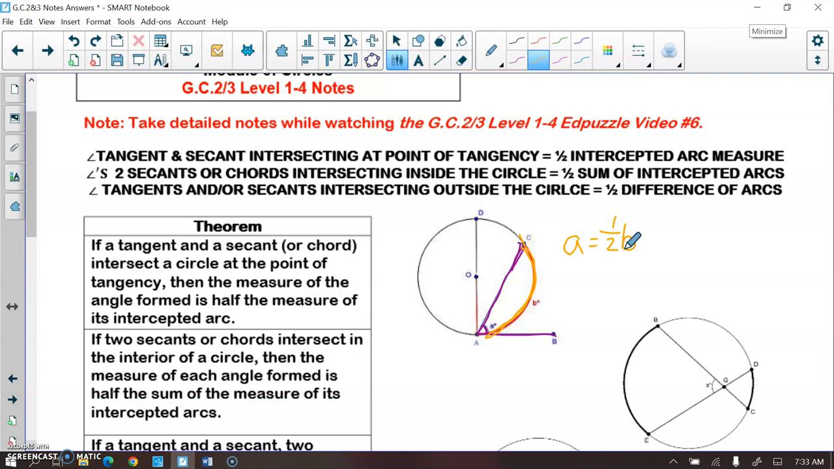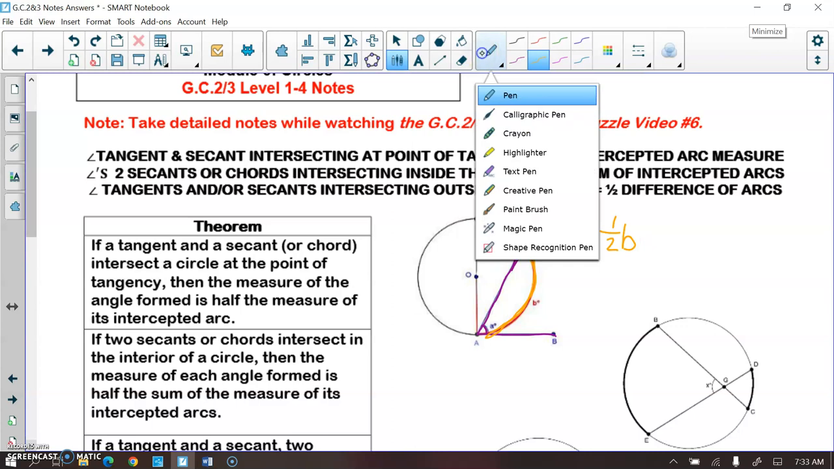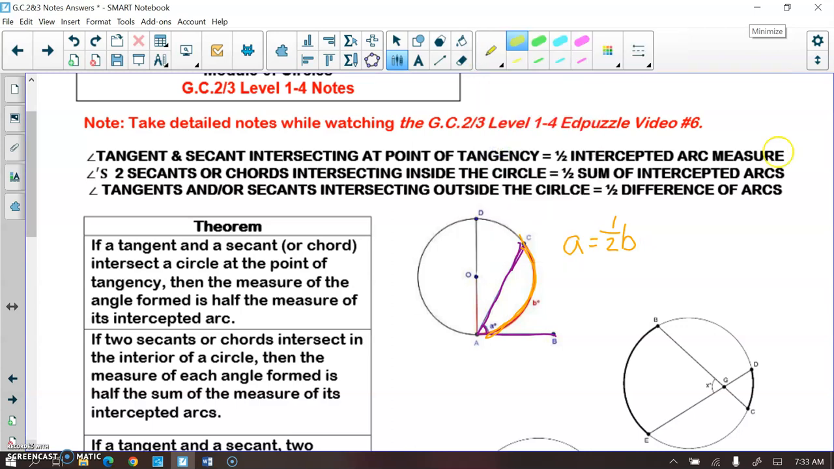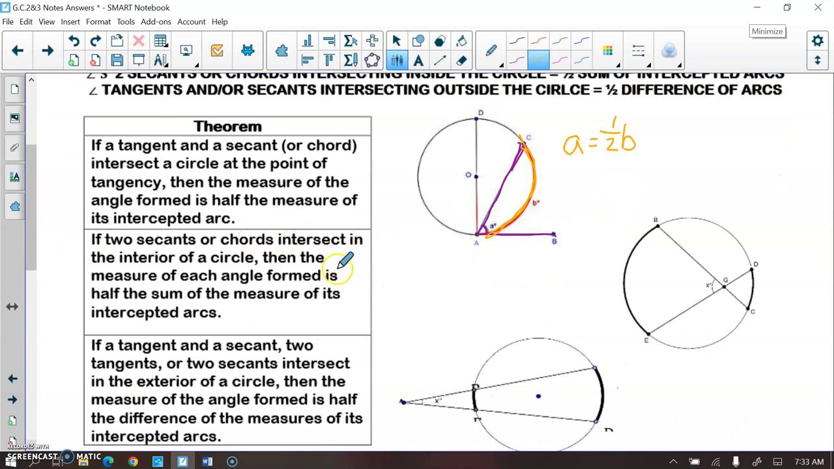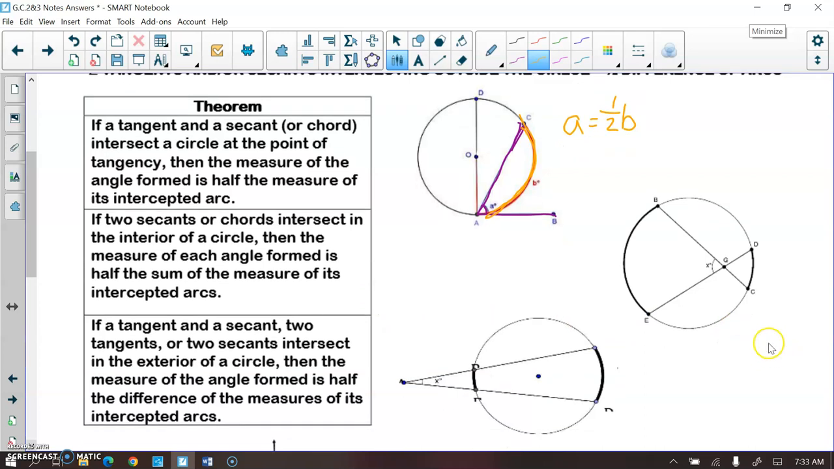That's what it's saying in this theorem, and I also have it written up here that the angle of a tangent and a secant or chord intersecting at the point of tangency is equal to half the intercepted arc measure. So that's another formula that you would need to know. The next one says if two secants or chords intersect in the interior of a circle, then the measure of each angle formed is half the sum of the measures of the arcs it intersects.